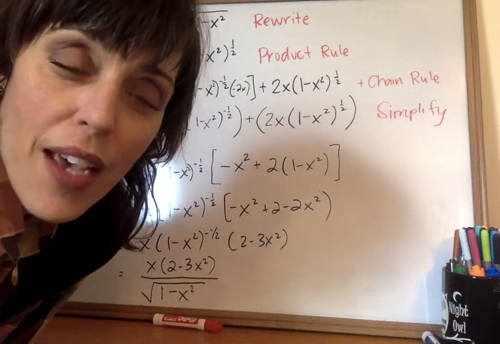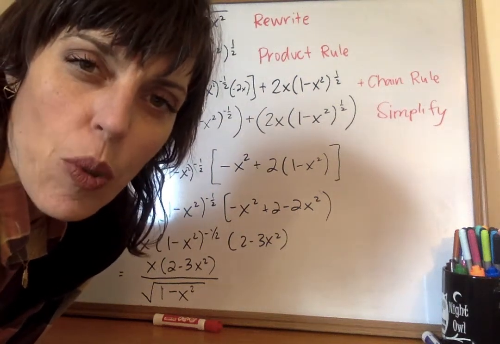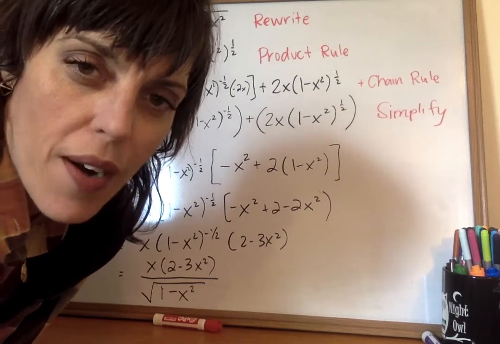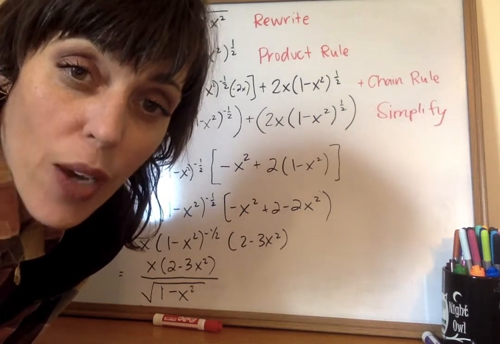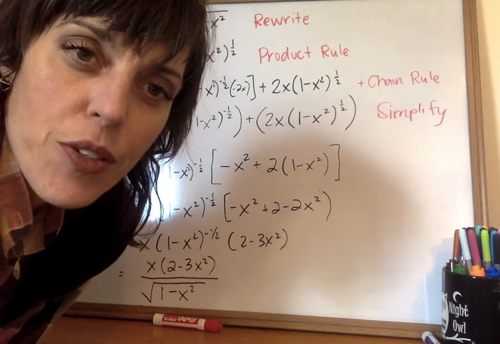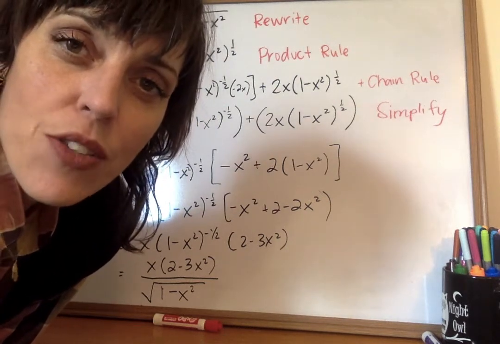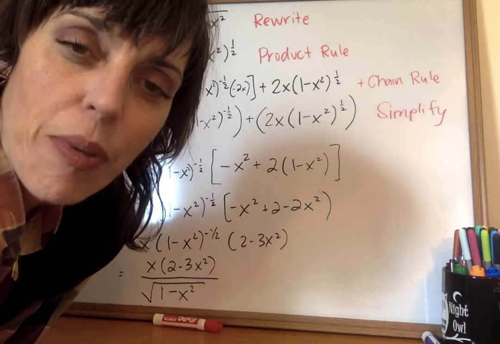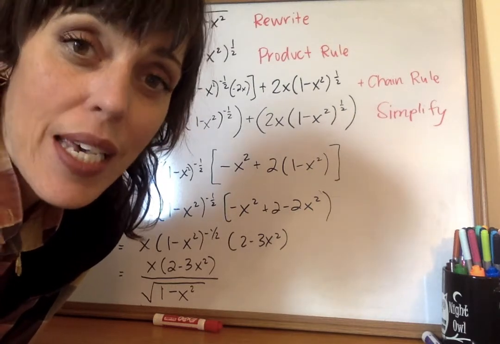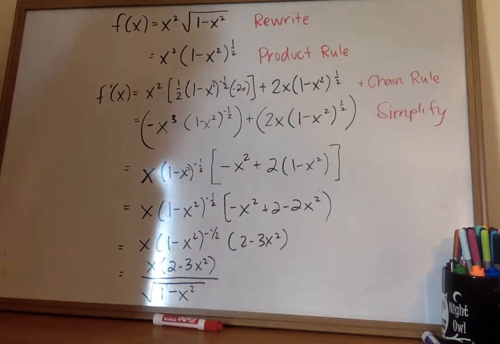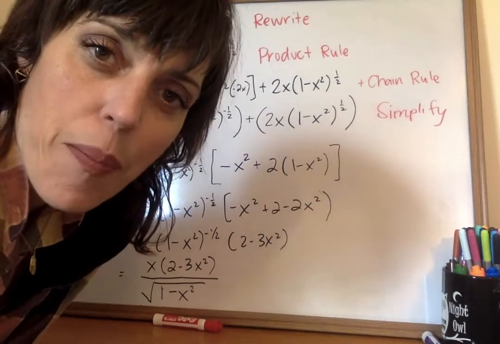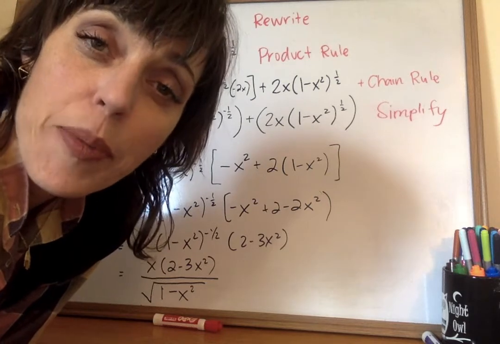Okay, so now that you are hopefully pretty comfortable with the chain rule, we are now going to use the chain rule in combination with product rule and quotient rule and do some factoring to get answers that are simplified. So behind me is a worked out problem. I just want you to see that because there's quite a few steps involved.